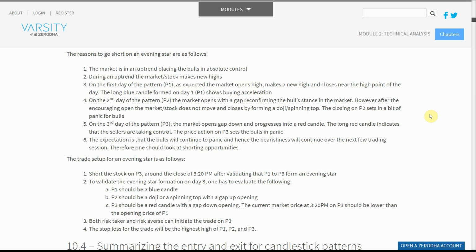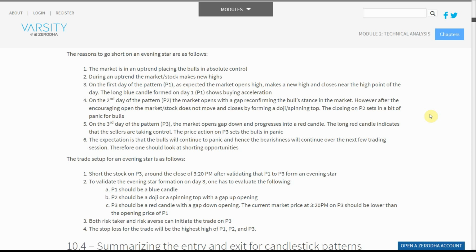On the third day of the pattern, P3, the market opens gap down and progresses into a red candle. The long red candle indicates that the sellers are taking control. The price action on P3 sets the bulls in panic. The expectation is that the bulls will continue to panic and hence the bearishness will continue over the next few trading sessions. Therefore, one should look at shorting opportunities.